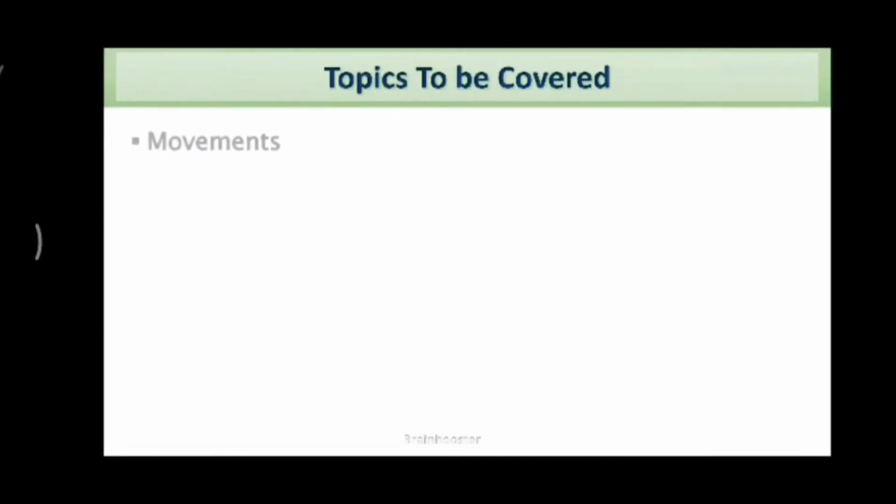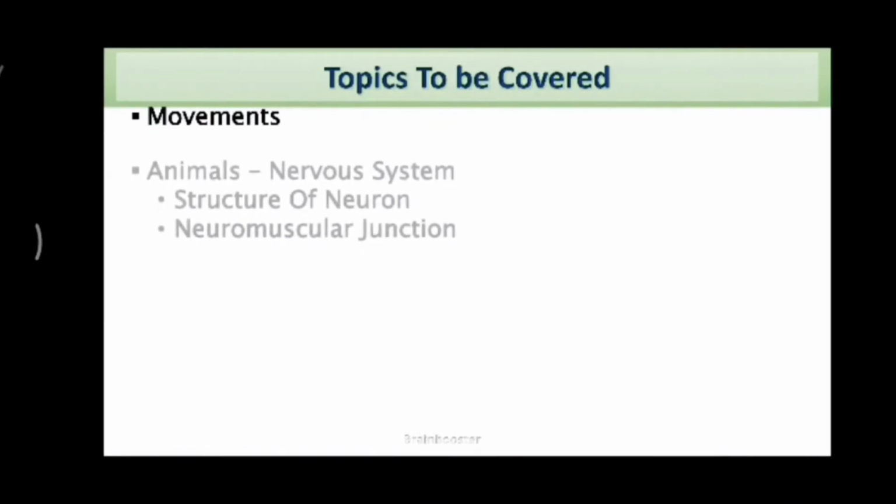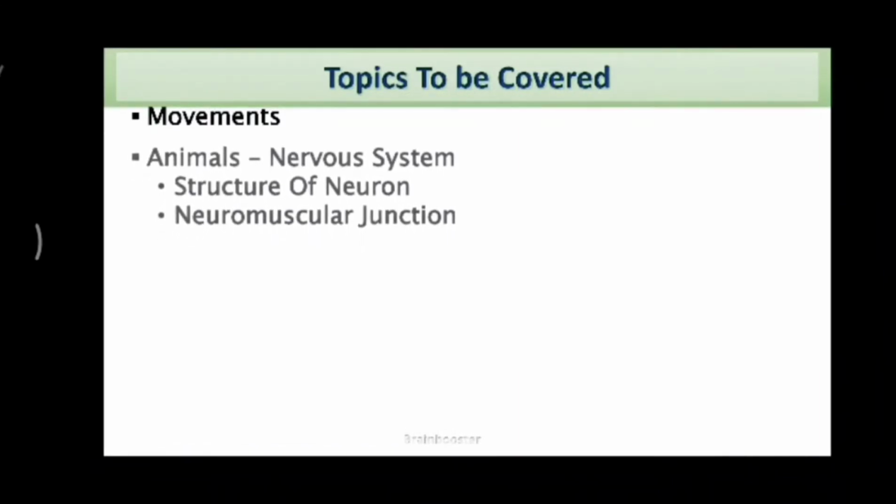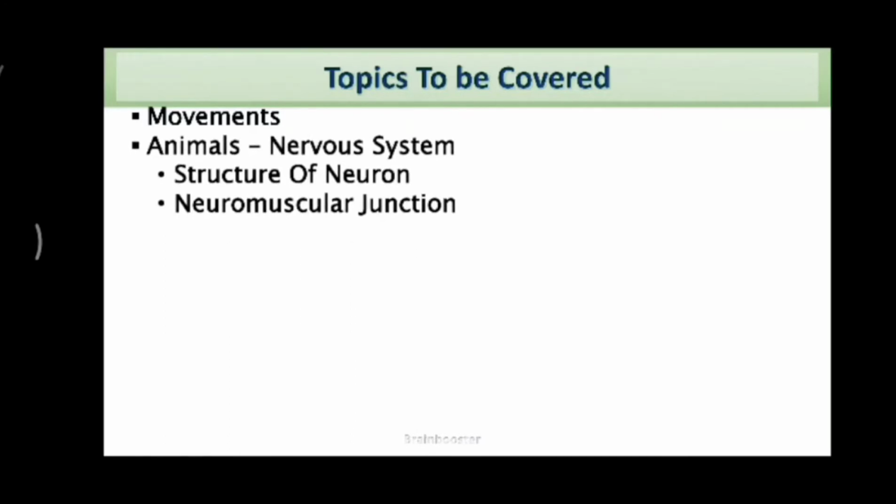We will learn about movements. Yes, every living organism shows the characteristics of movement. We will be learning about the animals' nervous system, which includes the structure of neuron and neuromuscular junction, where the nervous system and muscles are joining. We will also learn about the reflex action, the process which shows stimulus and response action, that is called the reflex arc.